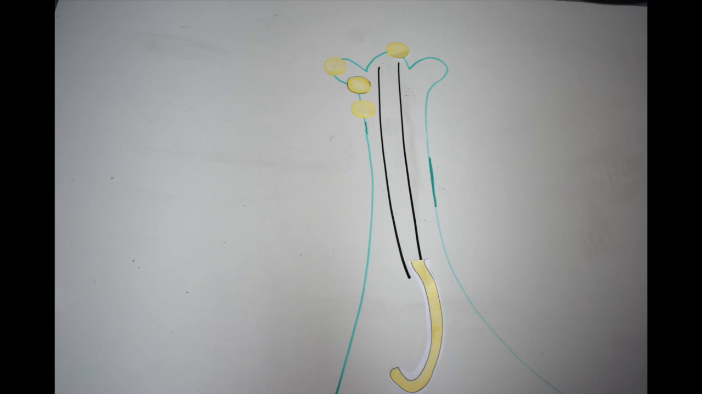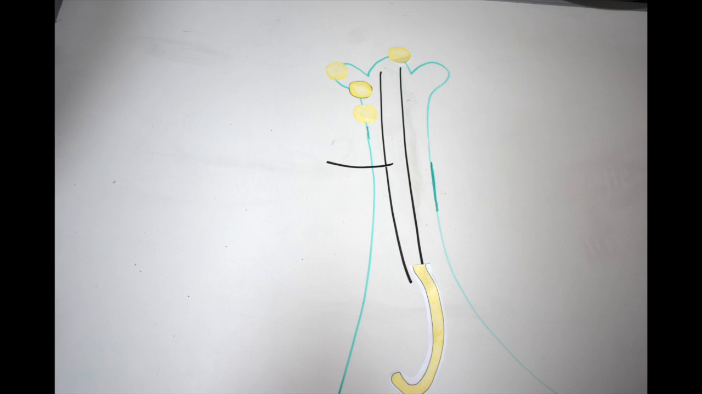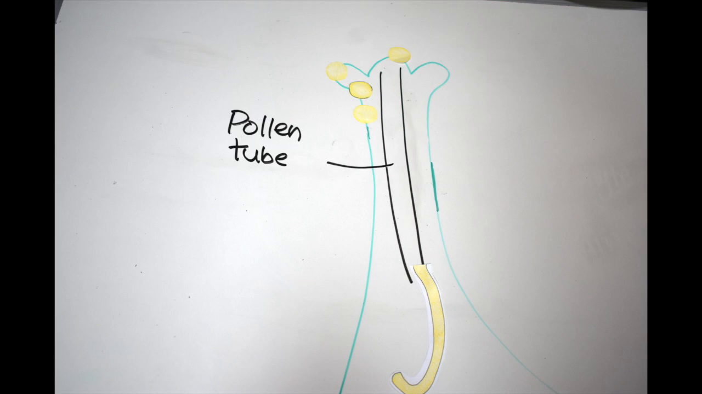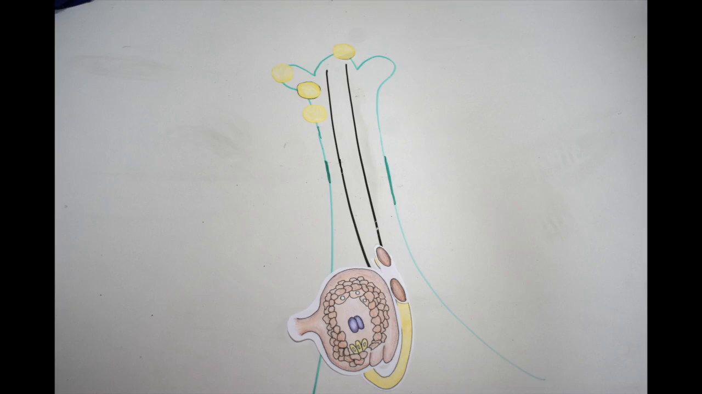When the pollen grain sticks to the stigma, it is then absorbed and germinates. The tube cell in the pollen grain creates a pollen tube that grows down the length of the style of the ovary of the female reproductive system. A tube? Yes, sir, a tube.